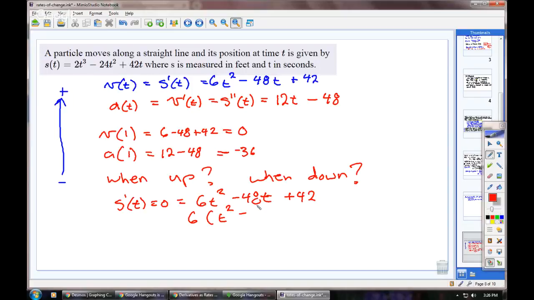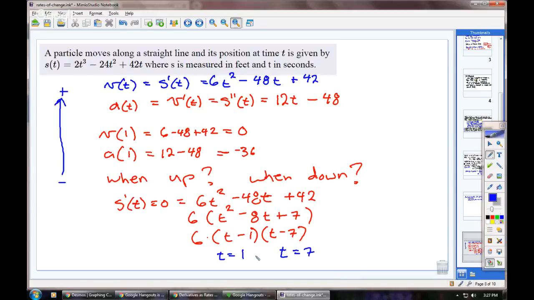So 6 goes into 48, what, 8 times? 6 goes into 42 7 times. And yeah, this factors: 6 times (t minus 1) times (t minus 7). So this tells me that when t equals 1, velocity is 0, and when t equals 7, velocity is 0.